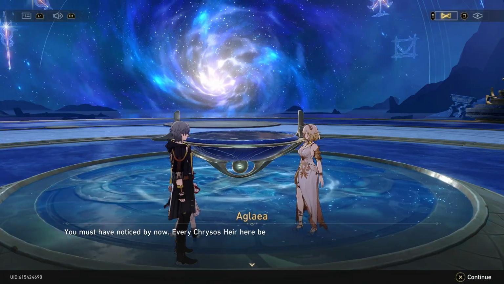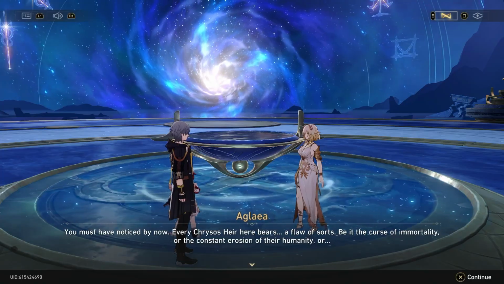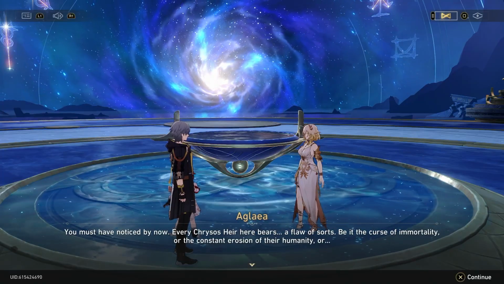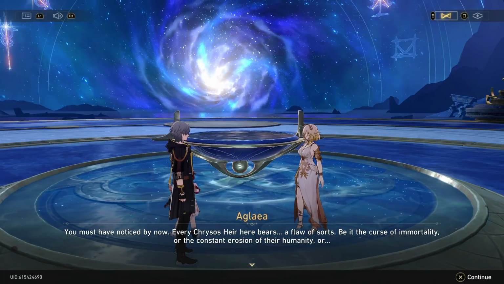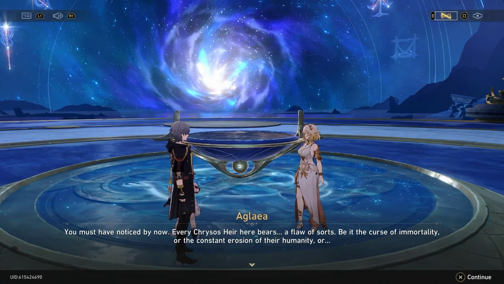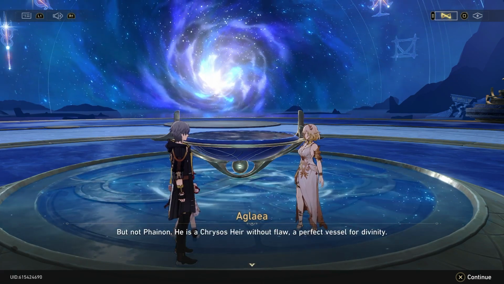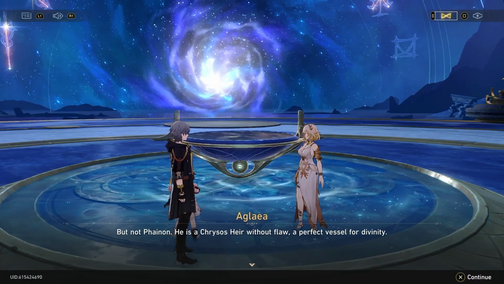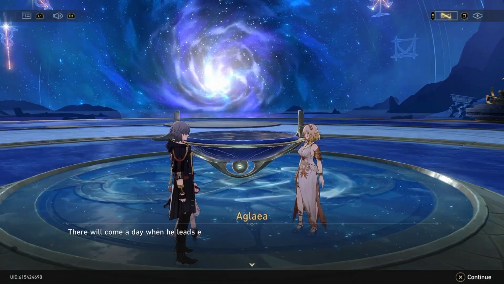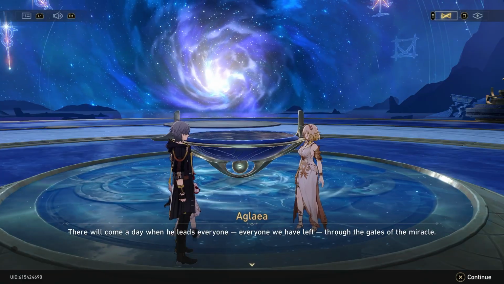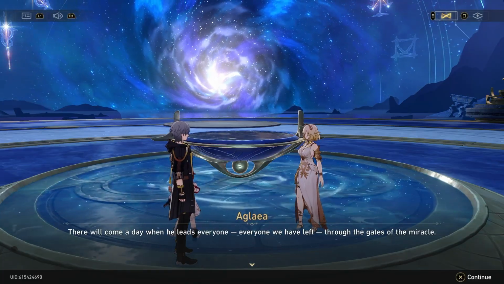You must have noticed by now. Every Chrysos heir here bears a flaw of sorts. Be it the curse of immortality, or the constant erosion of their humanity, or... But not Finon. He is a Chrysos heir without flaw, a perfect vessel for divinity. There will come a day when he leads everyone we have left, through the gates of the miracle.